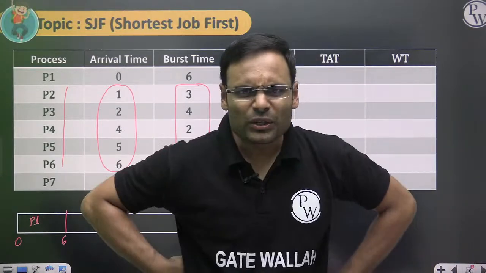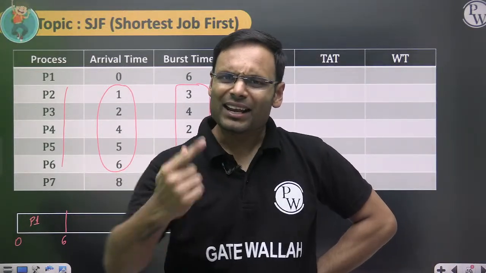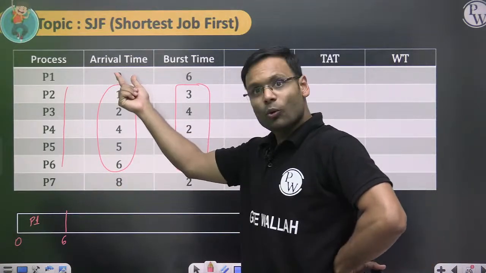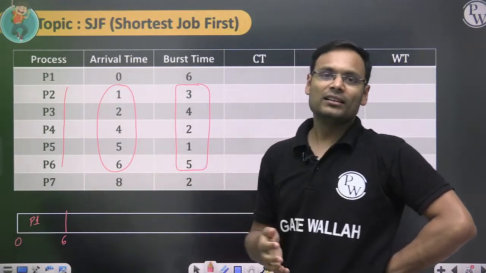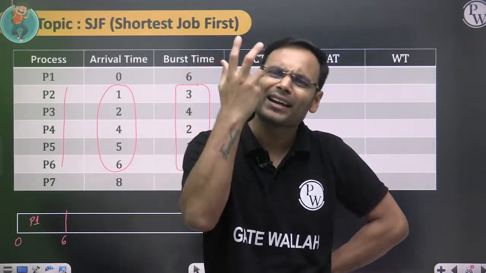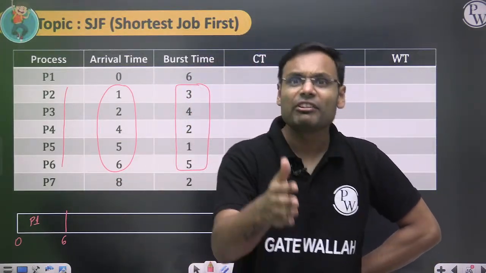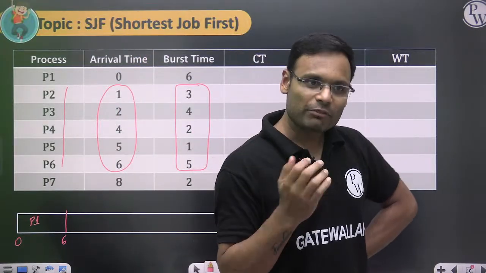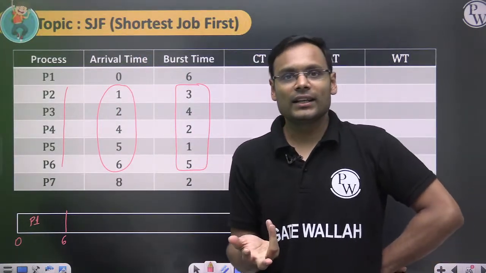Sir, last time you didn't even check the burst time. Last time I was having only one process, P1, only one process in ready state. So that process I selected without any criteria. Criteria is needed only when we have multiple processes. If only one process is there, what is that criteria?